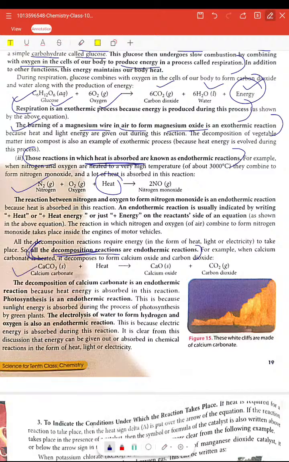We have an example of calcium carbonate. We decompose calcium carbonate into calcium oxide and carbon dioxide gas. When we decompose this, a lot of heat energy is absorbed, so that is called an endothermic reaction. Another example of an endothermic reaction is the electrolysis of water to form hydrogen and oxygen.